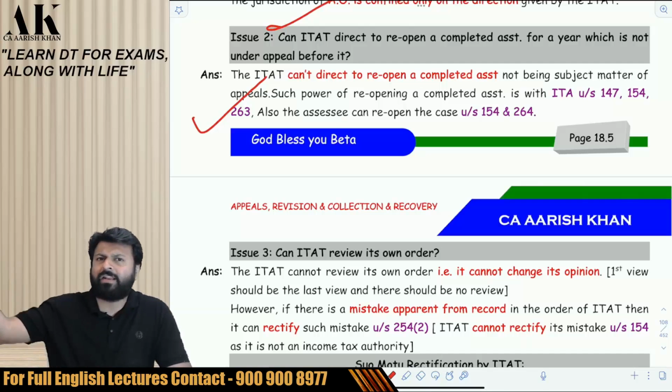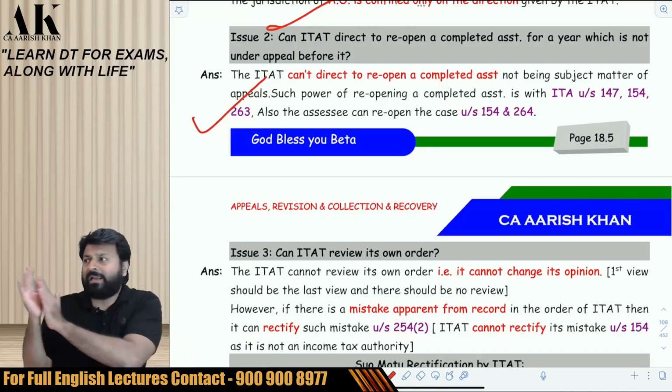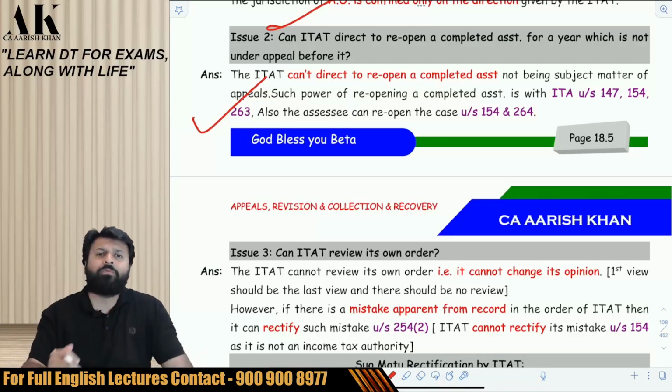Nor can the tribunal direct for other years. The tribunal cannot direct the matter for other years. If the appeal in front of the tribunal is for 21-22, the tribunal can refer back the matter to the AO only for 21-22 and not for other years.